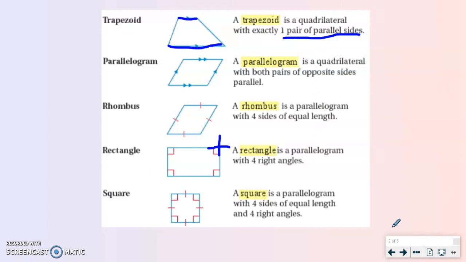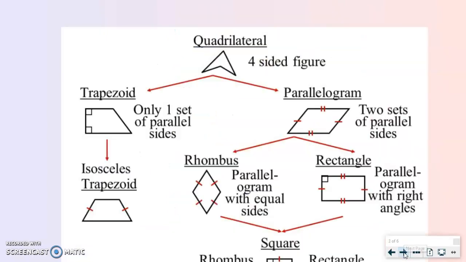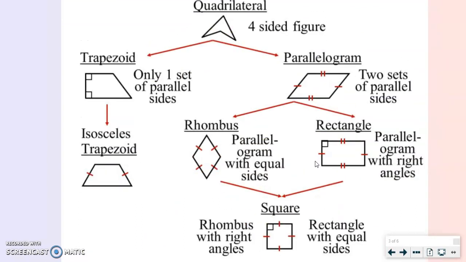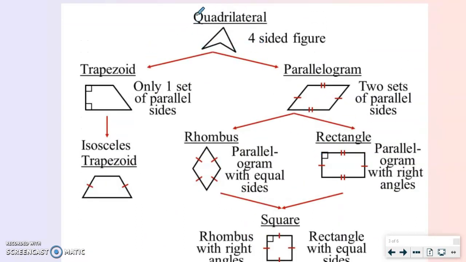Another way that they can be presented is in what they call a hierarchy. And so this is just like a flow chart. And we start off at the top here with our basic quadrilateral. So any 4-sided figure or 4-sided shape counts as a quadrilateral. And then we start breaking it down based off of sets of parallel sides.